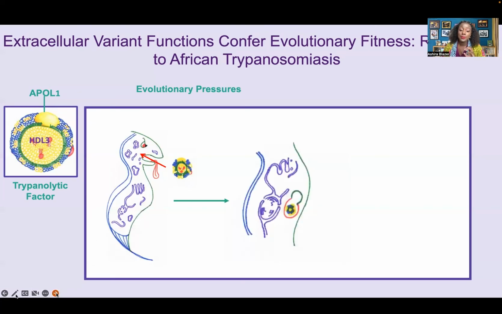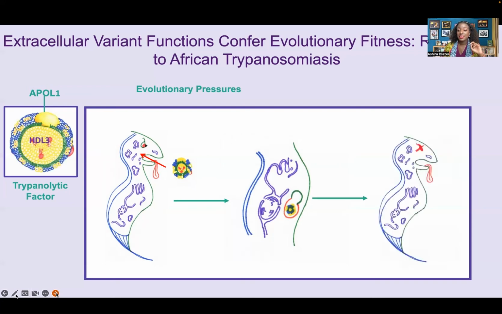Now, these will be homed to the lysosome, where under this acidic pH, APOL1 will change conformations and sort of come off of these HDL3 particles. And there's a pore-forming domain, which is able to traverse phospholipid bilayers. This can insert in the lysosome. And this means that this trypanosome has its digestive enzymes leached out, and this causes trypanosomal lysis.